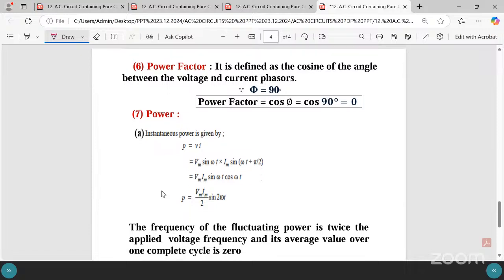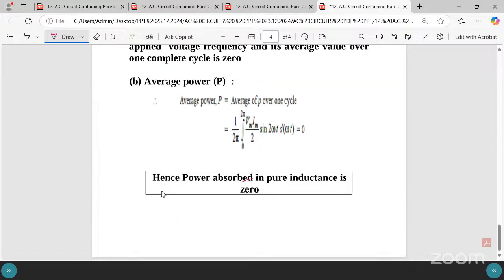What is the power? Why is it 0? No resistance, no heat, impossible case. These are the formulas. This all comes under 7 results. 7 plus 7 plus 7, 21 results. Now we'll go for the problems.